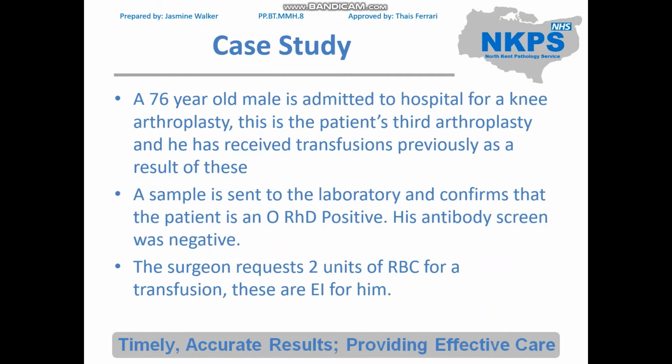So we're going to jump straight into the case study. That was just a little bit of background information. So we have a 76-year-old male who was admitted to hospital for a knee arthroplasty. This is the patient's third operation of this kind, and he has received transfusion previously as a result of these.